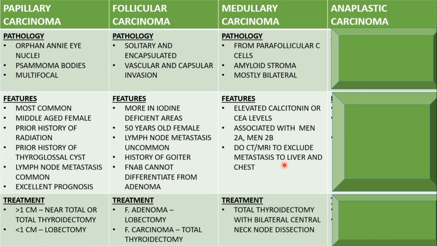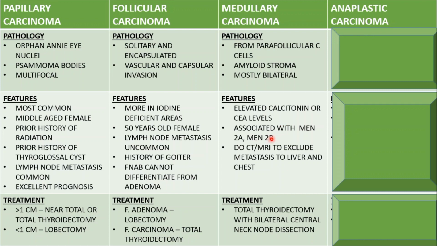To treat these patients, we have to do a total thyroidectomy with bilateral central neck node dissection, because this cancer easily metastasizes to the central nodes and also to other organs. And so in these cancers, family history plays a major role because of the association with MEN syndromes.